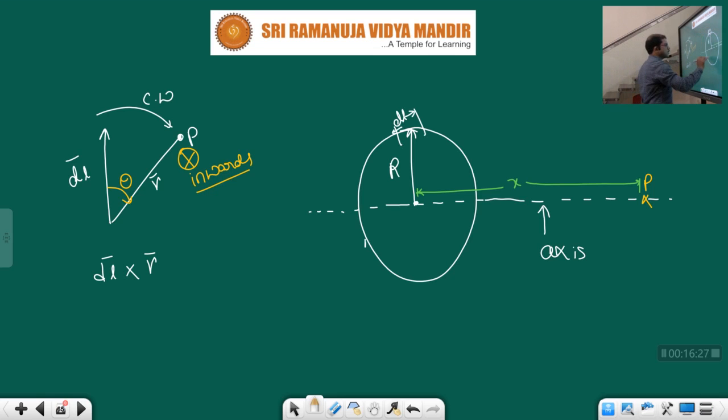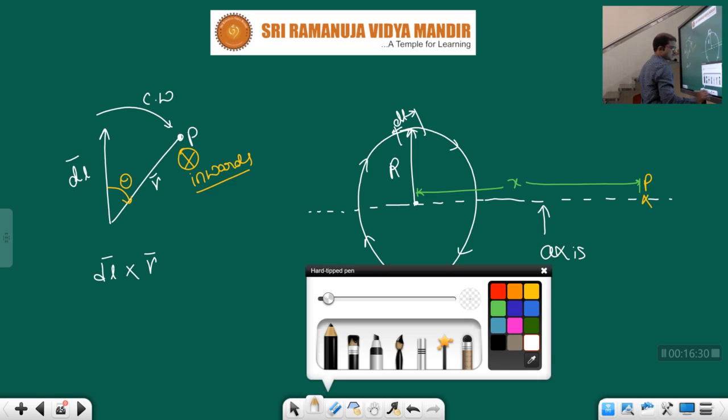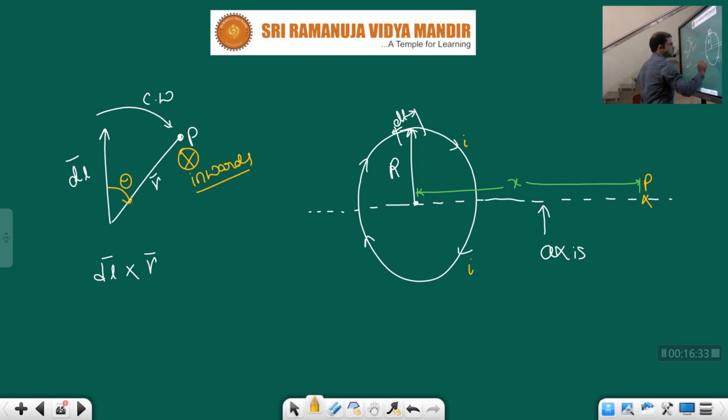Clear children? This wire is carrying some current. Some current is there actually. This one also, current is there. dl, this one. Now due to this dl, what's going to happen? Some magnetic field will be induced. Let us consider that distance as r bar only. This is the arrangement, children. Along the axis I kept that P. Clear? So what will be the magnetic field at point P due to this circular current carrying wire? Okay.